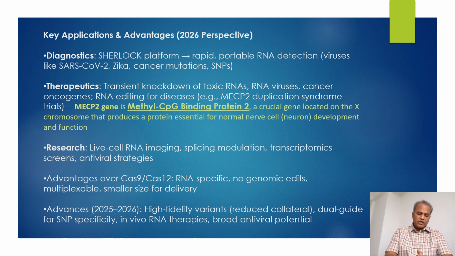So advantages, when compared to the previous Cas9 and Cas12a systems, what are the advantages? It's RNA specific, there is no genomic edit, it's multiplexable, and the delivery size is very small when compared to the previous Cas systems. So what are the advances in 2026 under these Cas13a systems? It is high fidelity in nature, so it almost minimizes errors. Next, it has dual guides for SNP specificity and in vivo RNA therapies.